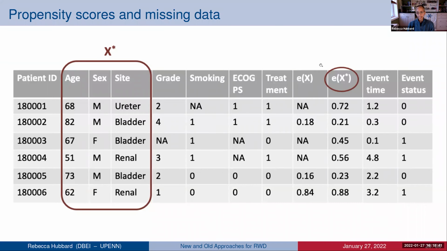Or we could think of the individuals who had complete covariate data as a validation sample who are contributing information on this gold standard propensity score. And we could look at the relationship between the gold standard propensity score E of X and our surrogate propensity score E of X star, and use the information about the relationship between those two things to carry out a regression calibration for E of X.